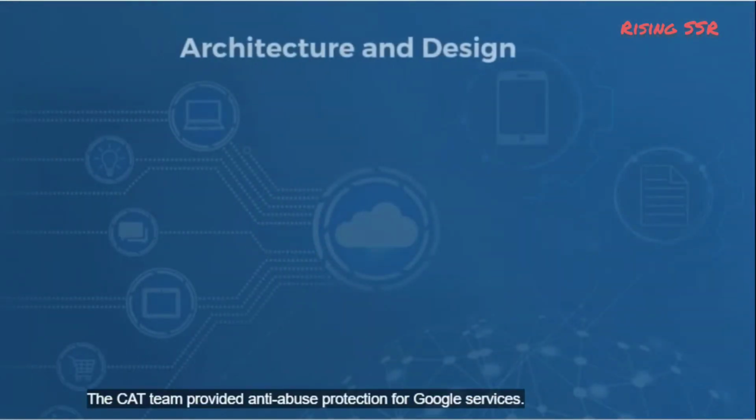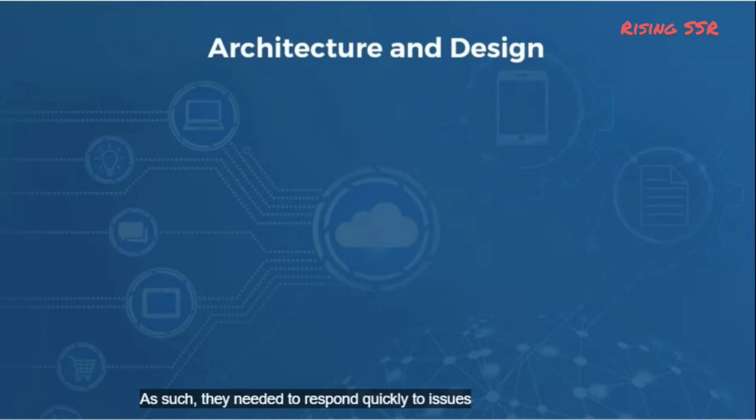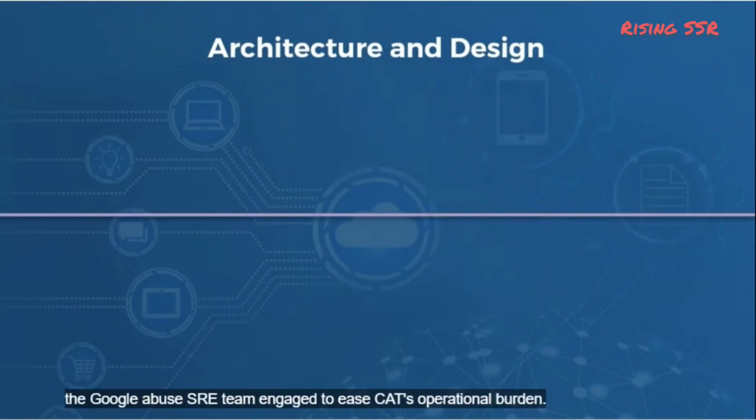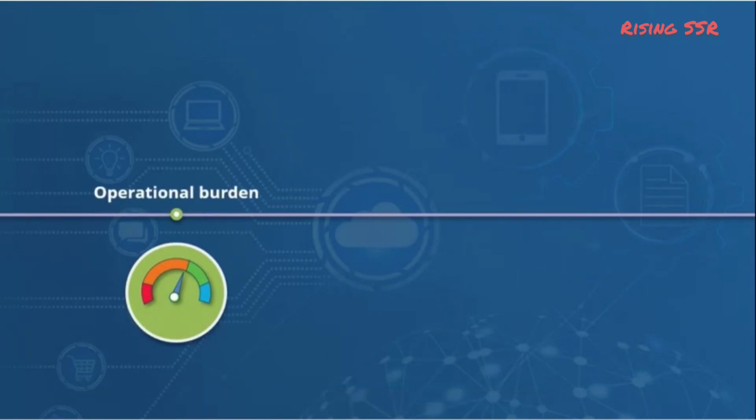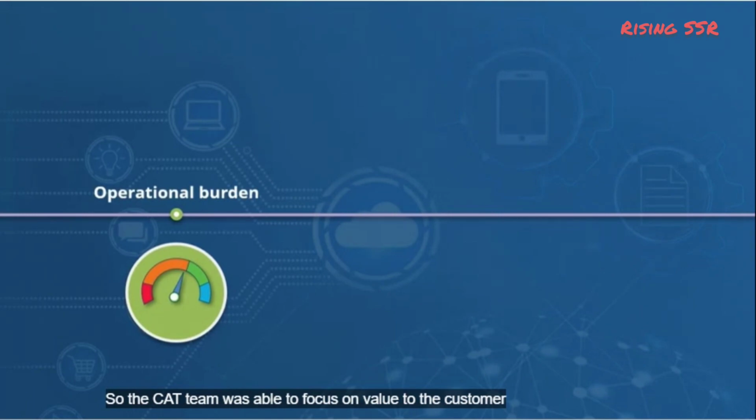The CAT team provided anti-abuse protection for Google services. As such, they needed to respond quickly to issues, as they needed to meet users' high expectations for safety. The CAT team was overburdened, so the Google Abuse SRE team engaged to ease CAT's operational burden. This worked well, so the CAT team was able to focus on value to the customer instead of the operational overhead of their services.